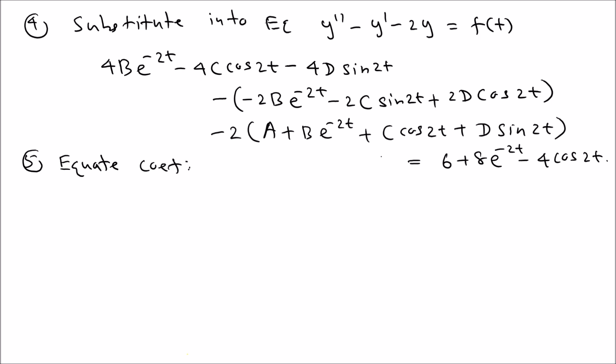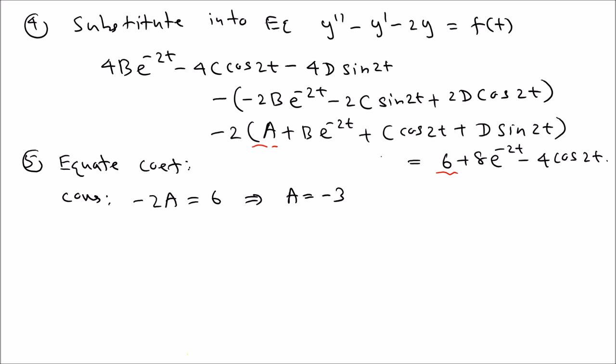So we start with the constant term. What are the constant terms we have? You're going to see A is a constant, and that's the only term we have. And on the other side, 6. So we're going to equate those two. So we have negative 2A equals 6. This directly gives A. A has to be negative 3. So we now know the A value.